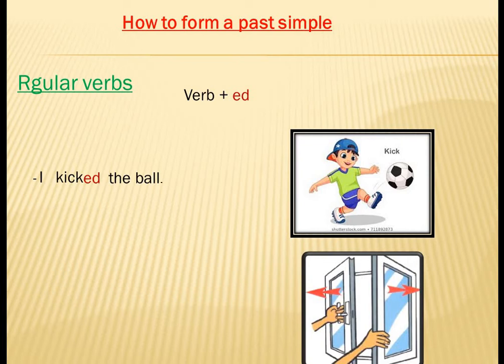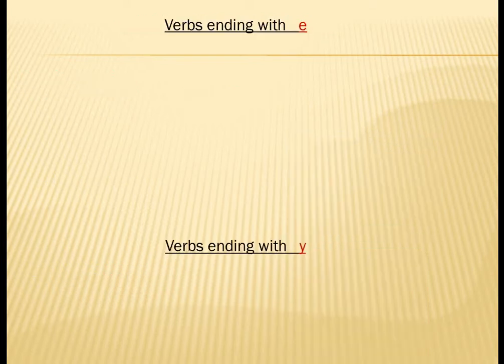The second example, as you see in the picture, we have the verb open. So you open, and if we want to put it in the past, we add ed. You opened the window. But we need to pay extra attention to verbs ending with e and also the verbs ending with y.